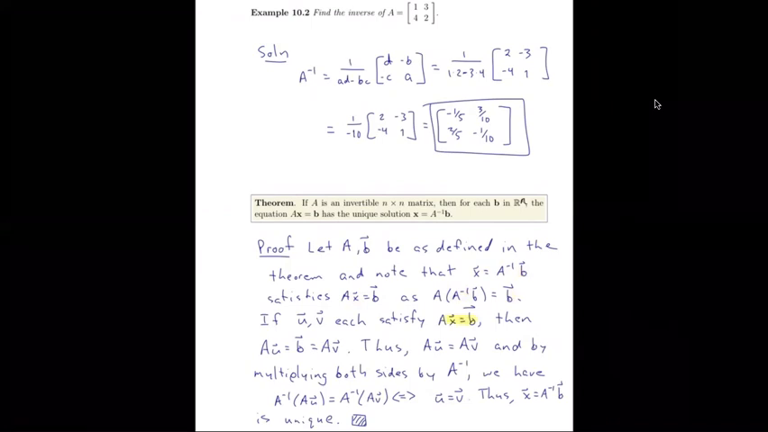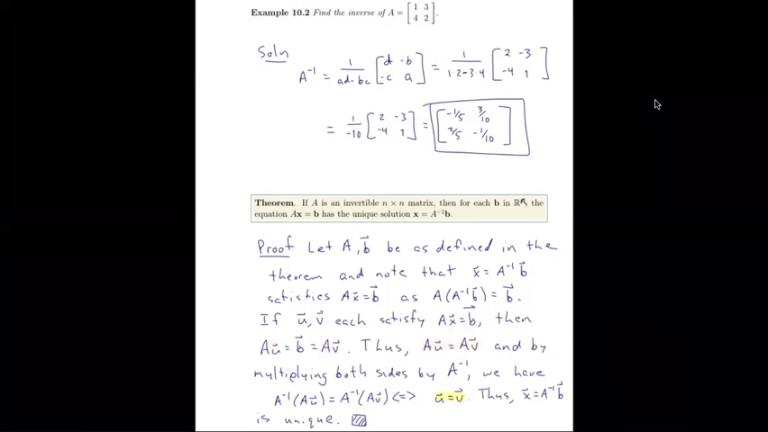So we state that there are two vectors, U and V, that each satisfy this system. Then we see that A times U is B and A times V is B. We just saw something like this on the previous page. Thus AU equals AV. That's just using transitivity of equality here. By multiplying both sides of this latter equation by A inverse, we get U is equal to V.